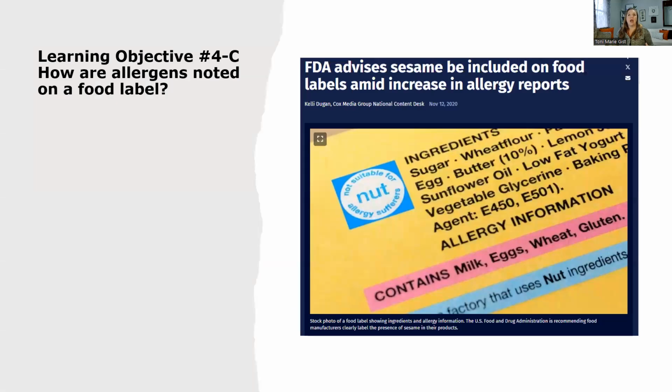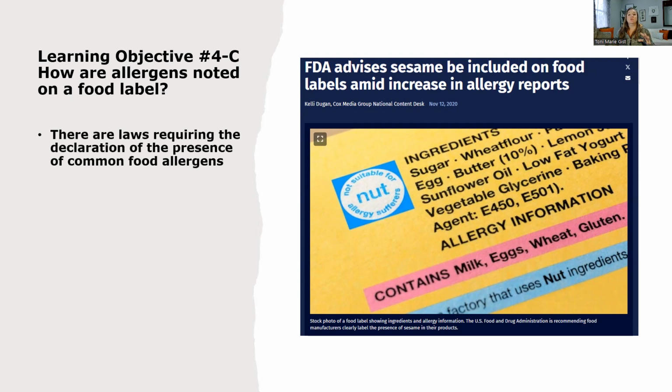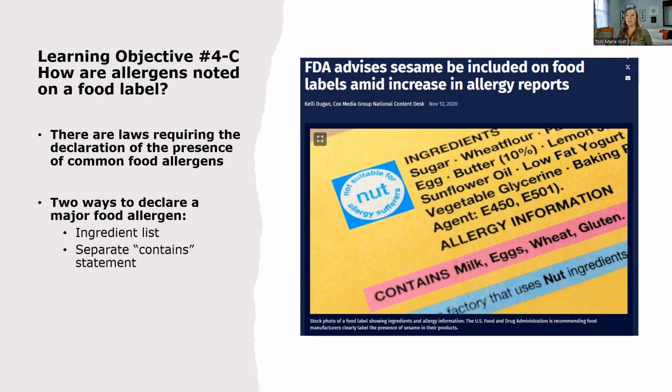So when we look at the allergens noted on a food label, we have laws that require the declaration of the presence of common food allergens. And there are 2 ways to declare a major food allergen. The first one is in the ingredient list. Obviously, if you have an ingredient that says egg in the ingredient list, you know that egg is in there. But there can also be a separate contains statement that says it contains eggs, which is fantastic, and it highlights it even a second time.